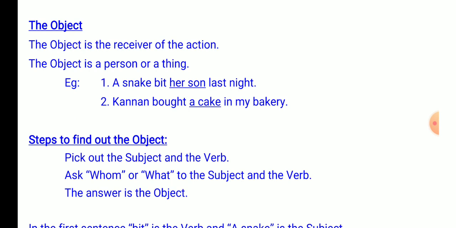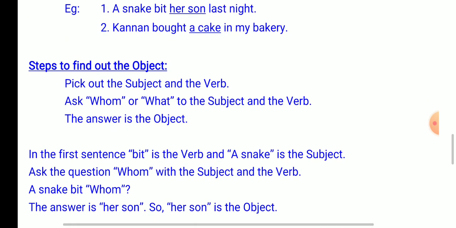How do you find out the object? You have some steps to find out the object. Now, what do you do? First, you have to pick out the subject and the verb. Then, ask two questions, whom or what, to the subject and the verb. You get an answer. The answer is the object.